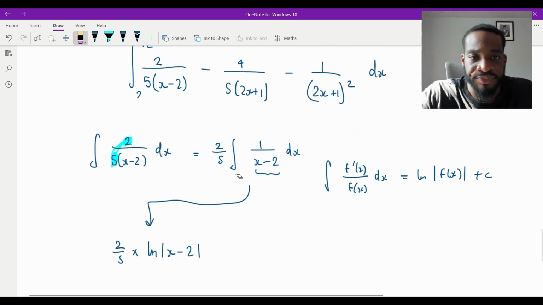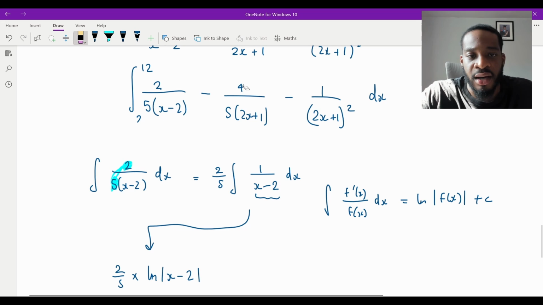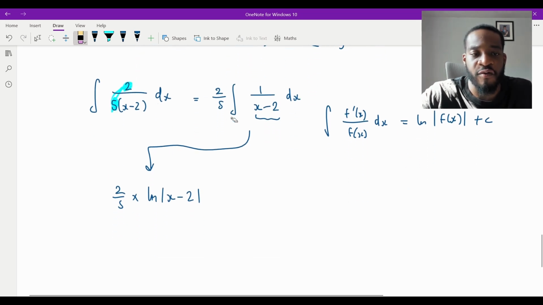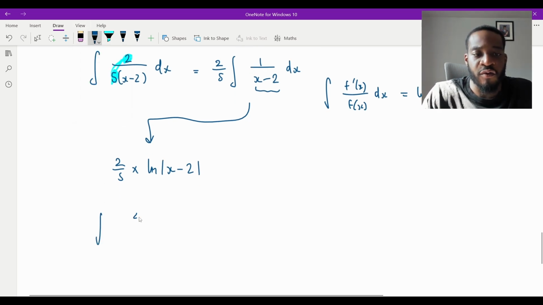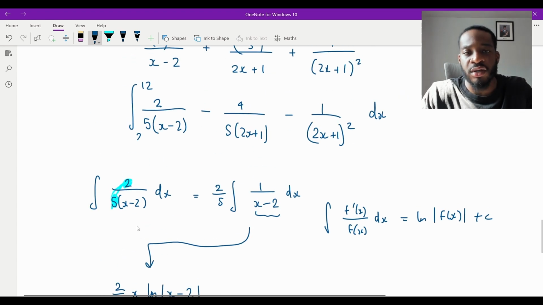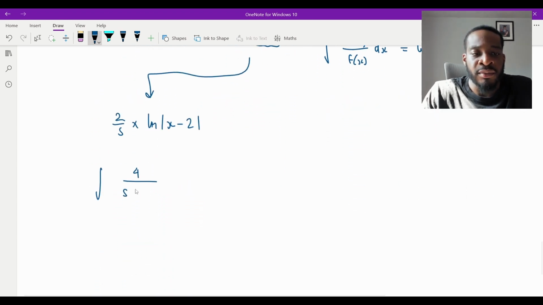And then I'm going to do the next one. The next one has a minus there, so I need to remember that. So I'm just going to integrate 4 over 5, and then it was 2x plus 1, wasn't it? Perfect. And then the same thing I did before. I actually want to be a bit clever with this one. If I take out the 4/5, which I can do, I'll get 1 over 2x plus 1 dx, which is not a problem.